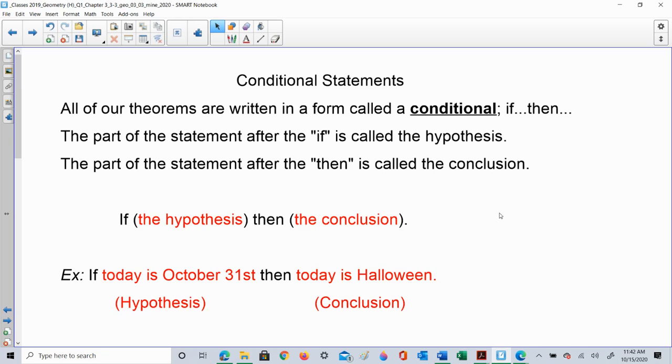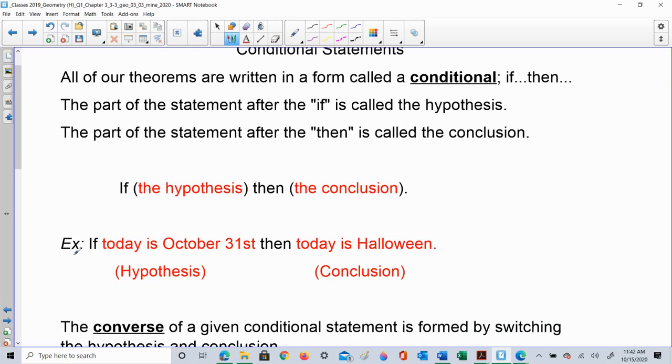Okay, so conditional statements. All of our theorems, if you've noticed, have been written in the form called a conditional. If something, then something. The part of the statement after if is called a hypothesis, and the part of the statement after then is called a conclusion. So the way we've been writing our theorems is if something, then something. If the hypothesis, what we think is going to happen, then we have a conclusion.